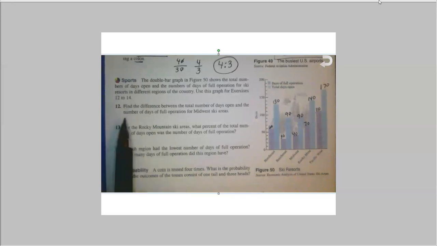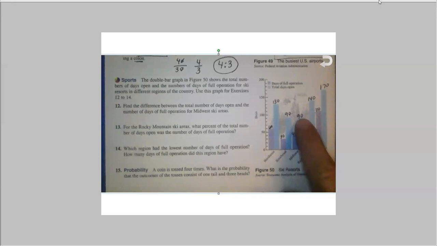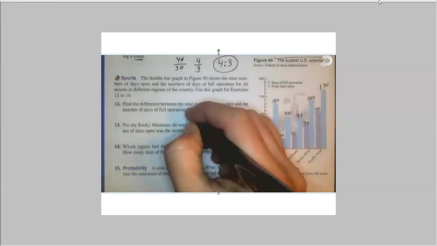All right, so number 12 says find the difference between the total number of days open and the number of days of full operation for Midwest ski areas. So here's Midwest right here. It's open 90 days, but it's in full operation only 40 days. So what is the difference between those bars? 90 minus 40, that would be 50 days.